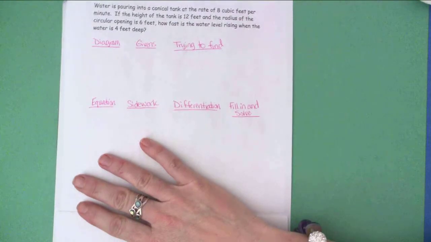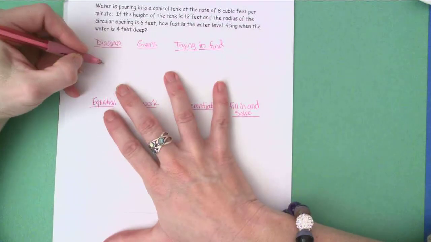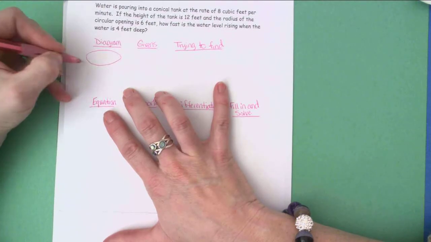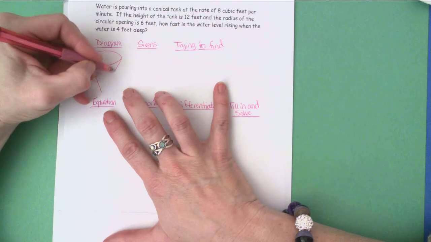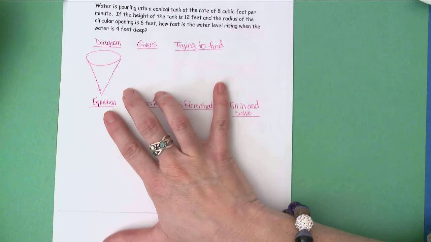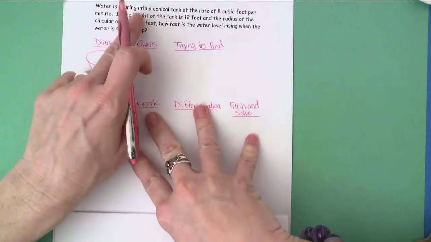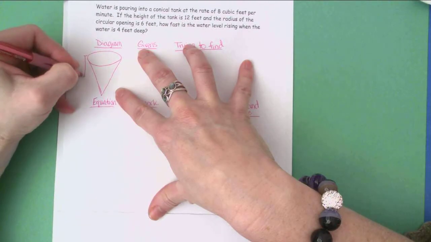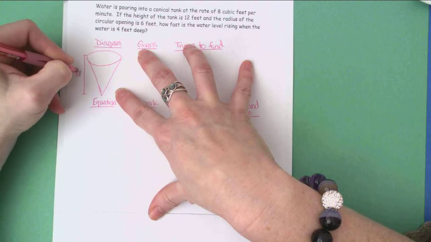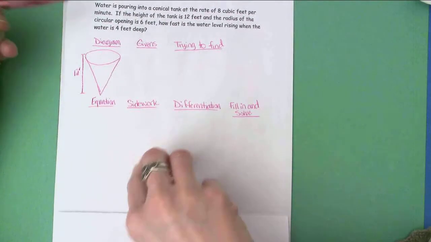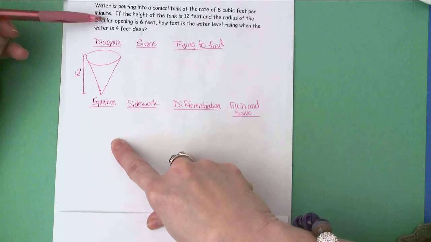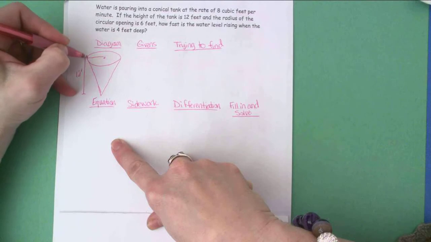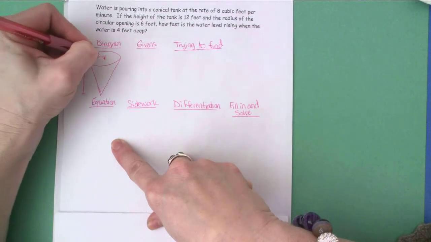Okay, so let's start with a diagram. First thing I'm going to draw is a cone-shaped tank. So let's go ahead and draw ourselves a cone point down. And I always like to put my fixed values on the diagram first. They are telling me that the height of the tank itself is 12 feet, so I'm going to call this 12 feet. And they're telling me that the radius of the tank is 6 feet. So I'm going to put that on as well.